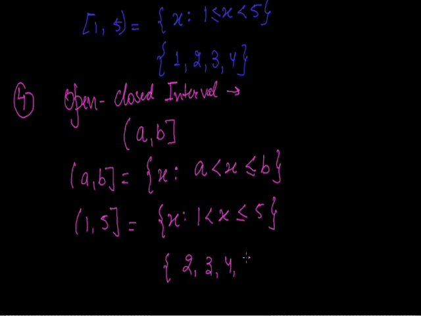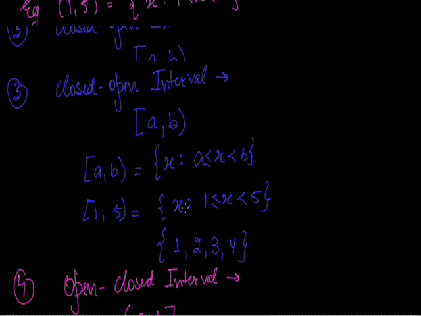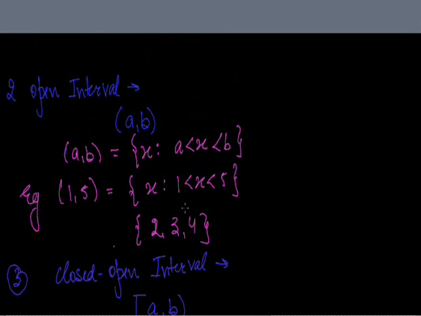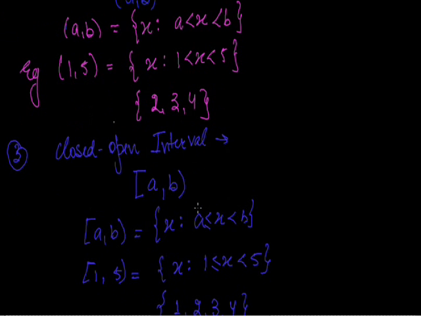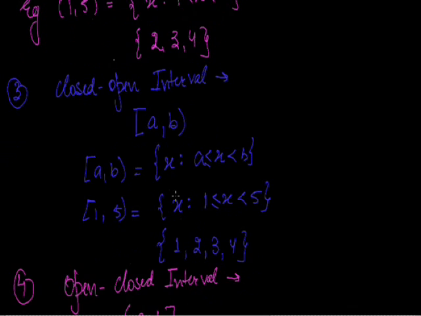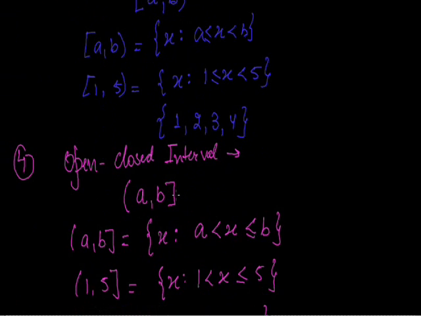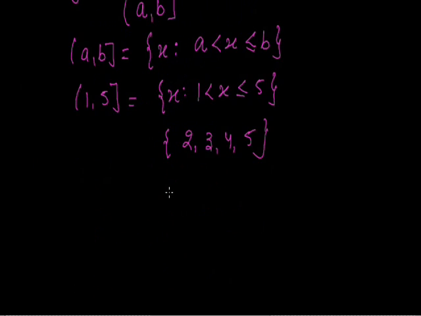Okay, so what we read are the 4 types of intervals as subsets. First one was closed interval, in which both A and B elements are included. Next, open interval, in which A and B both are not included. Third one is closed open interval. As the name suggests, first is closed and second is open, so A is included but B is not included. Now open closed, A is not included but B will be included.